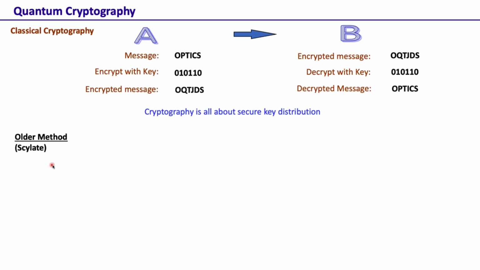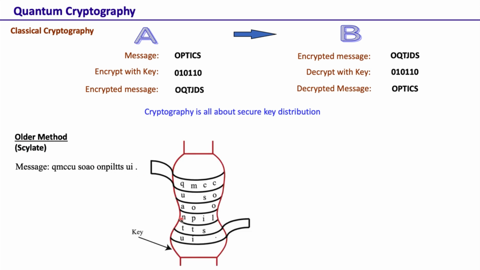One older method for securely doing the key distribution was this. This is called a scytale. For example, this is a wooden block, and it has a particular shape, and this acts as a key. Any two parties A and B will have this exact same wooden block, like a cylinder, and the shape of the cylinder is the key. Both parties A and B share the same cylinder, and again only they need to have these cylinders and nobody else should have access to them.